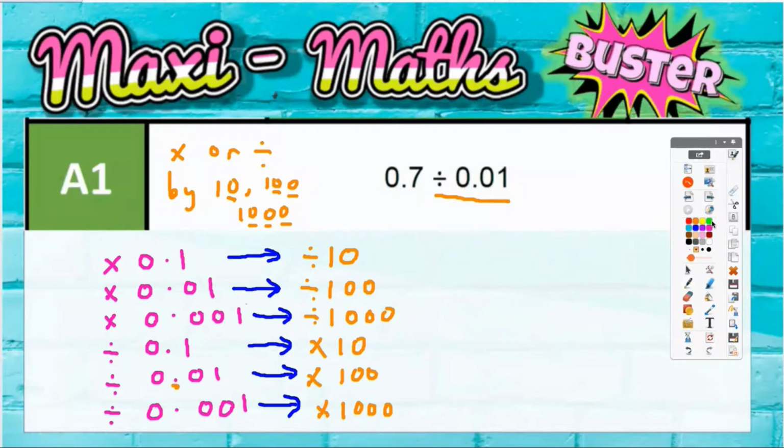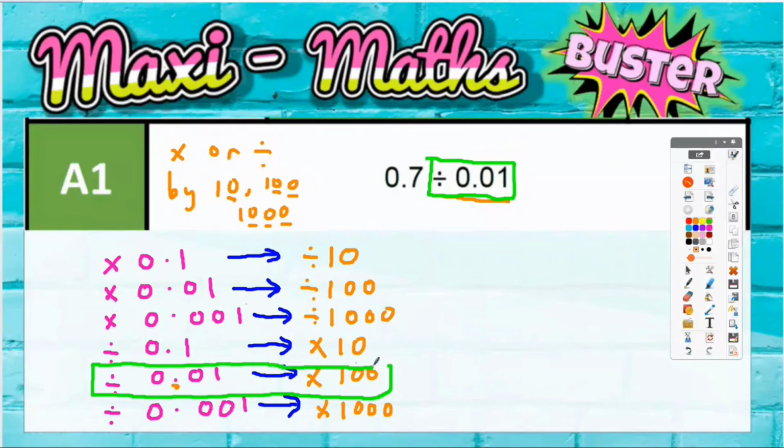So now let's look at what that actually has given us. So dividing by 0.01, we've got this one here. That has the same effect as timesing by 100. And that is actually easier to do. So all we've actually got to do is times 0.7 by 100.